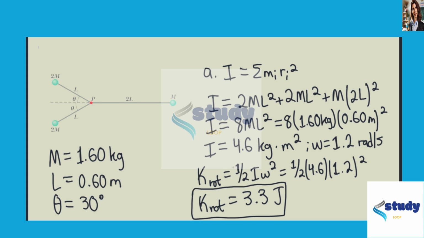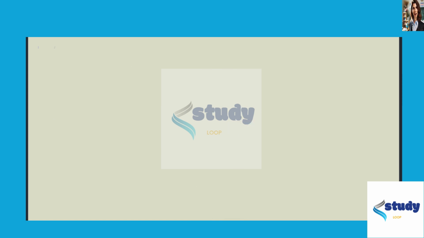Now, for part B, it's a bit different only because the axis of rotation now is the y-axis. So this would be the axis of rotation for part B. And given this, now our moment of inertia changes.